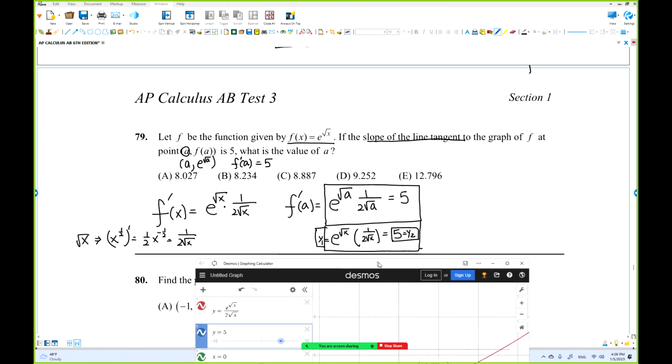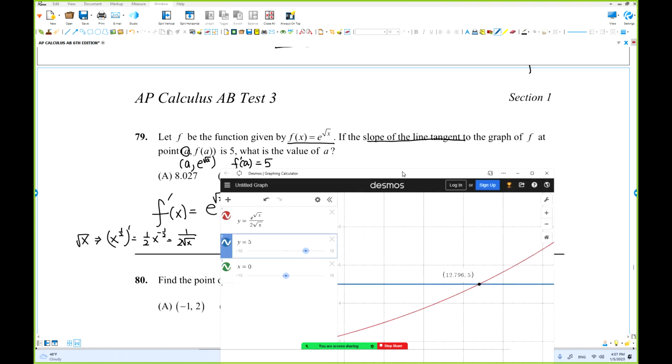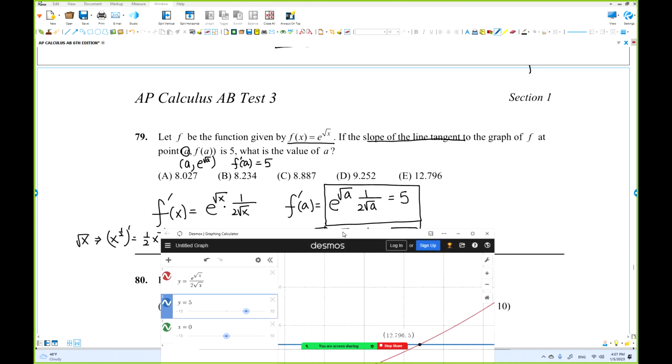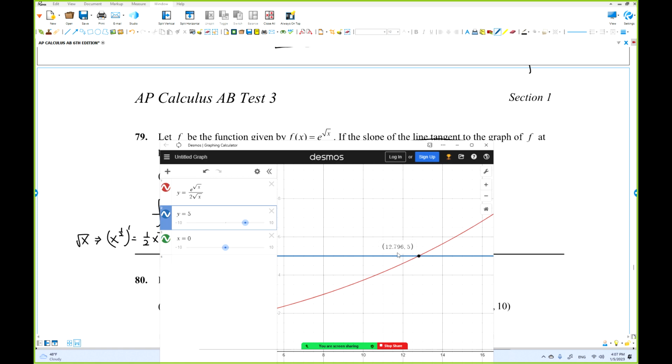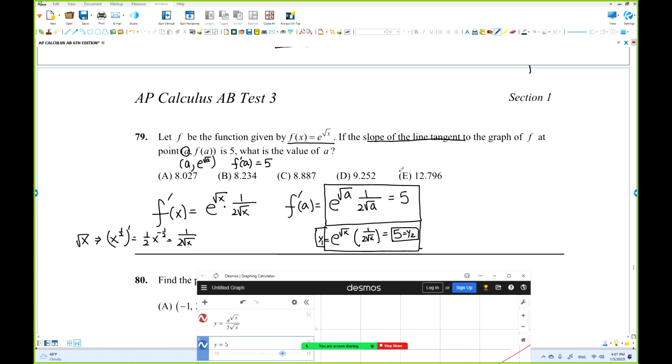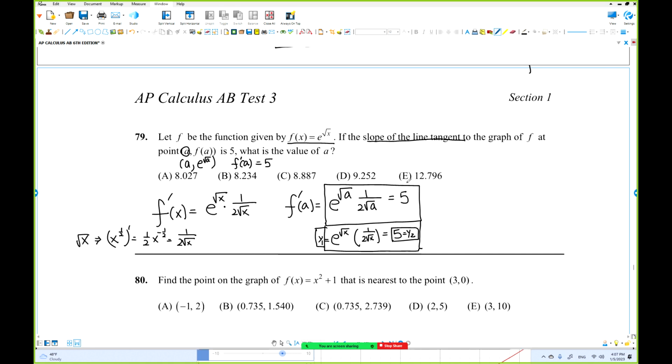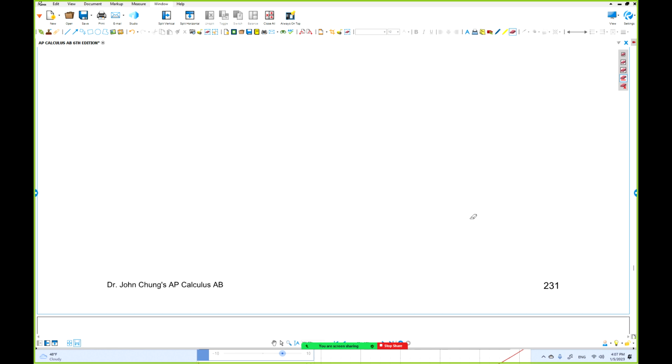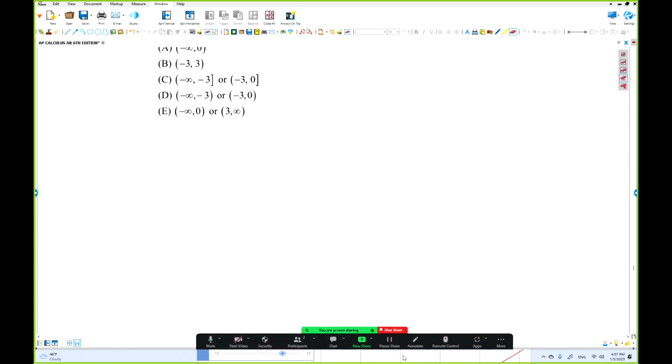So we're going to find out x, where the slope is 5. At this point, x is about 12.796. So we are at 12.796 over choice E there. Choice E, as the slope is 5. So I'm going to show the original graph anyway.